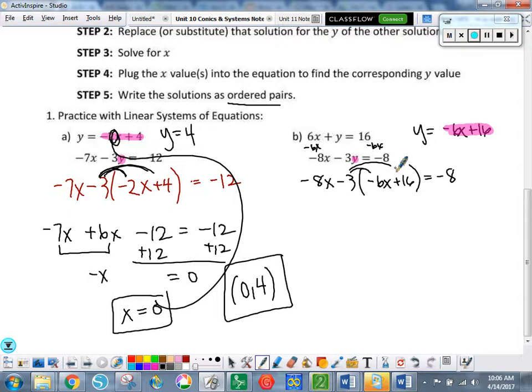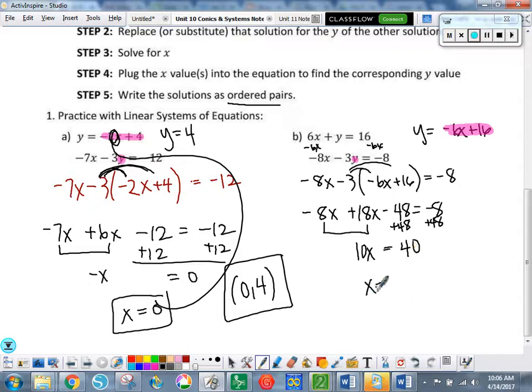So let's distribute. You still have the negative 8x plus 18x minus 48 equals negative 8. Now, combine like terms. These two will combine to make 10x. And then with the negative 48, we'll add the 48 over. So 10x equals 40, which means x equals 4.